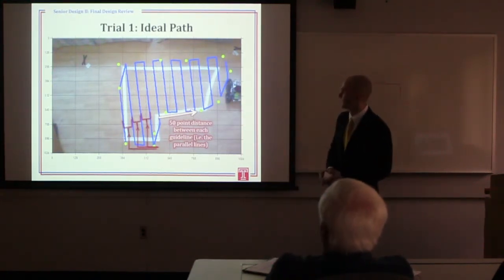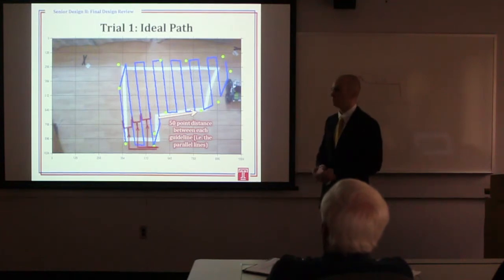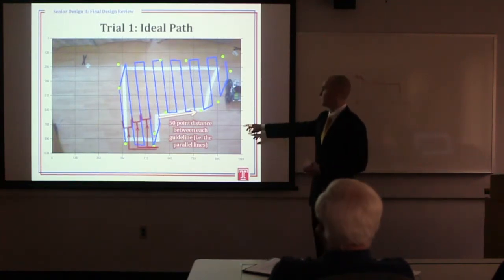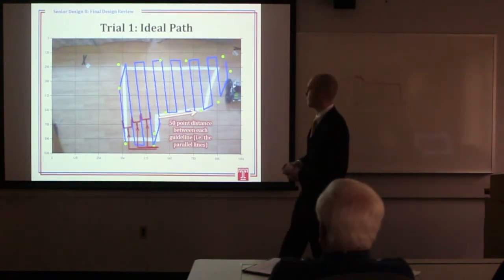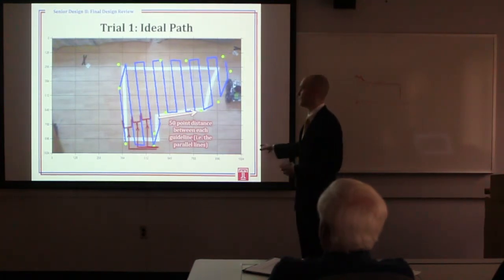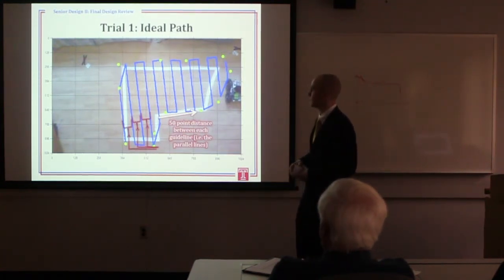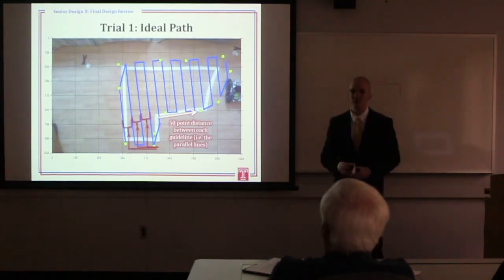The blue line designates the mower path that it actually wants to mow. These 50-point distances are based on the MATLAB code that we generated, and it's on the scale of the MATLAB, so we would have to change that accordingly depending on the scale that we have of the picture.